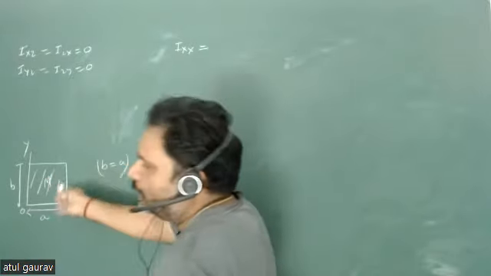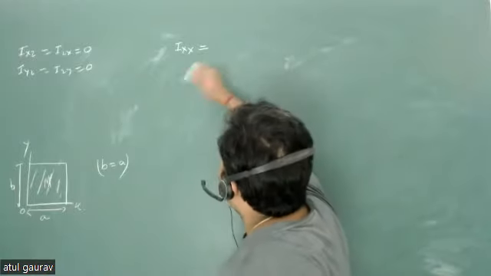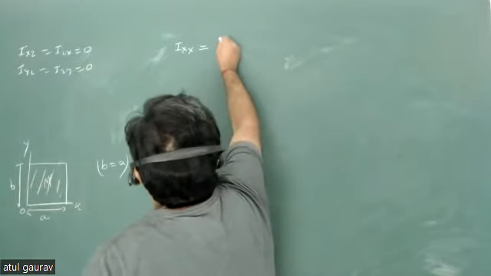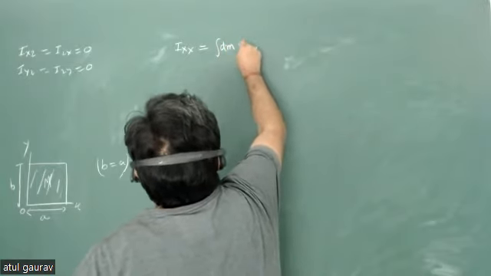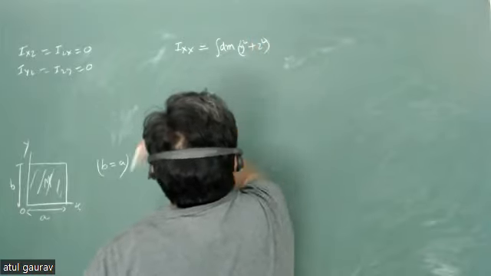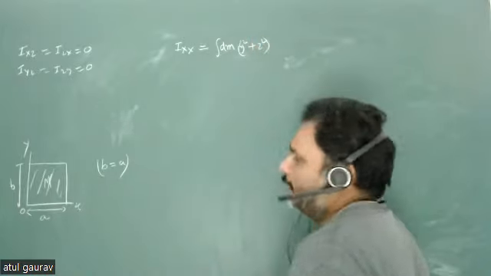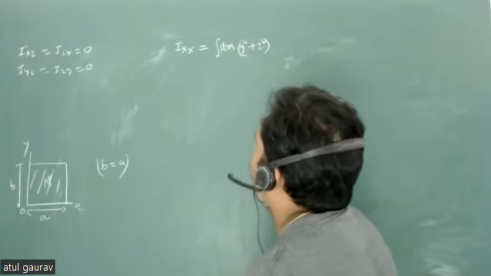Obviously, we have to use here not discrete. We have to use here what? Continuous system. So what is the formula of Ixx? Integration dm (y square plus z square). Very good. So this is all about Ixx: integration dm (y square plus z square).